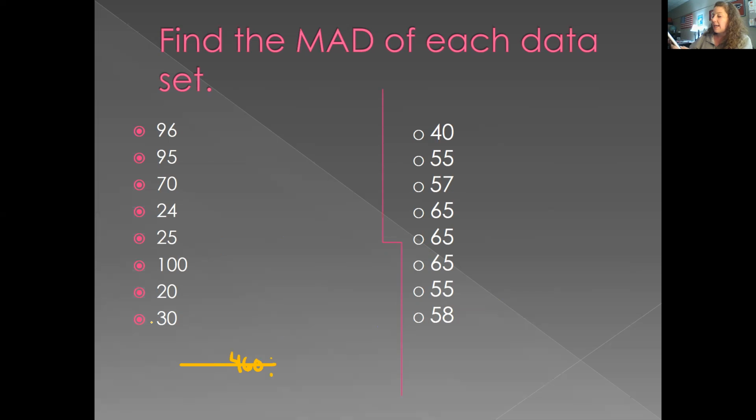460 divided by 8 is 57.5. All right, so the mean of the numbers on the left is 57.5. Now let's find the mean on the right.